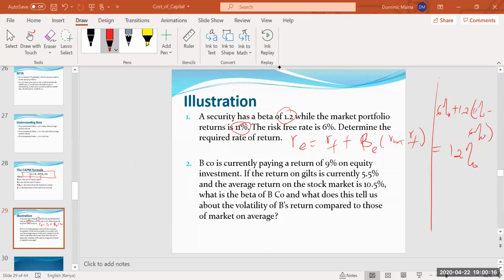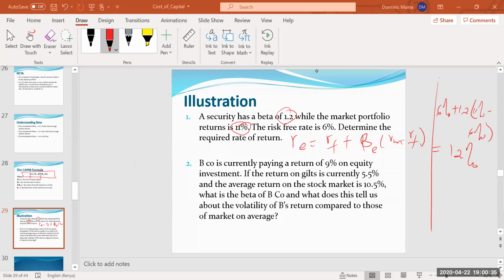And Extra has confirmed that. So the cost of equity for this particular question is equal to 12%. And that's how you get the cost of equity, by the use of the capital asset pricing model.